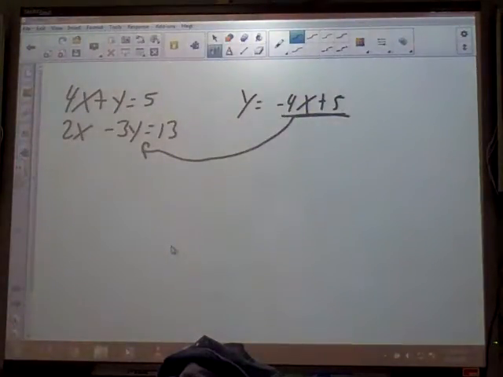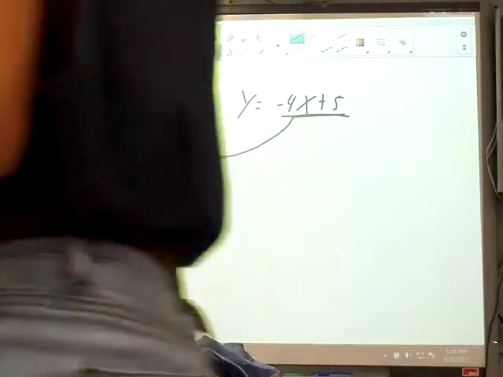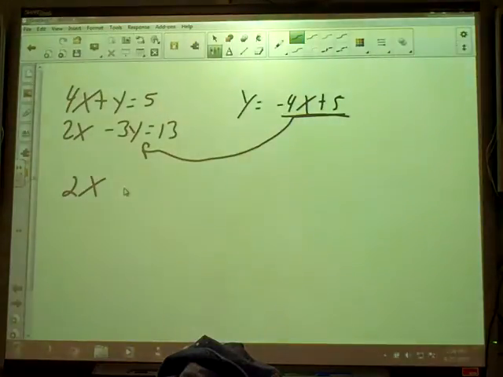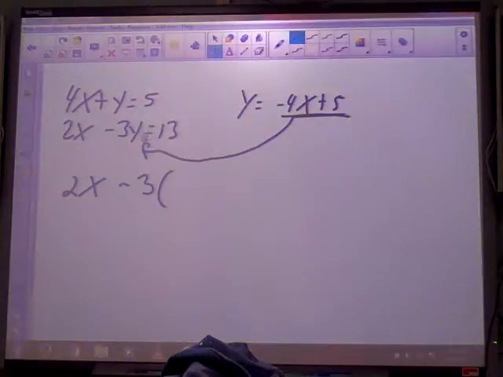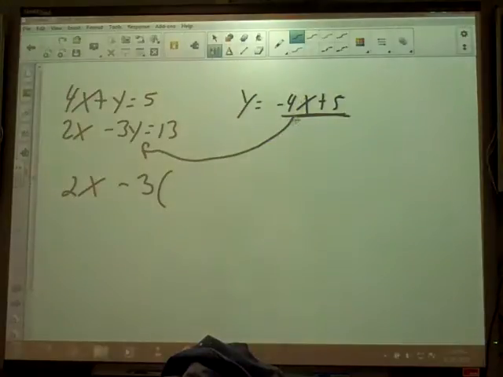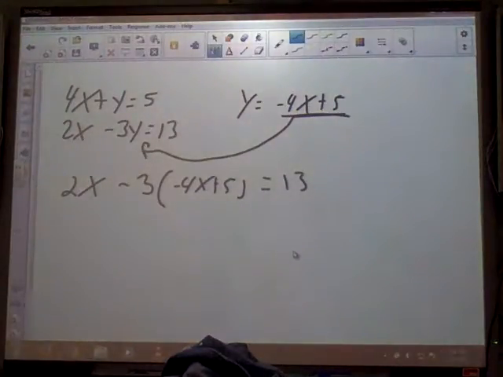Okay. So we've got 2x minus 3 times, and I'm taking the y out and I'm putting in what y is. Negative 4x plus 5 is equal to 13.